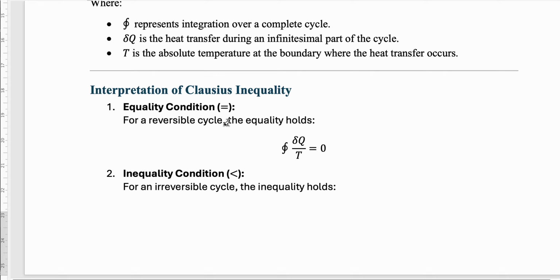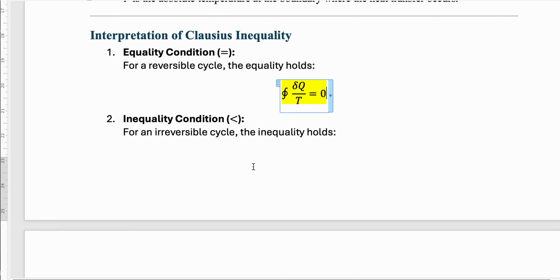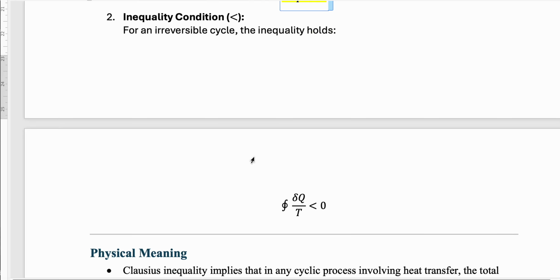It does not happen in actual reality, right? It is an ideal case. Exact reversibility is not possible. So if this becomes 0, that means for an ideal case we can say that it is a reversible process. For an irreversible process, obviously it has to be less than 0.